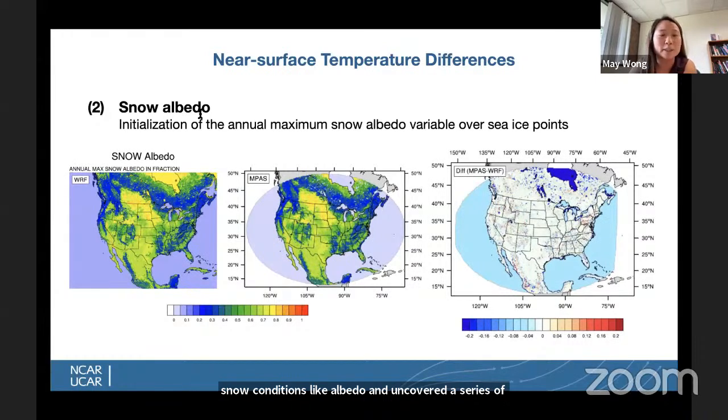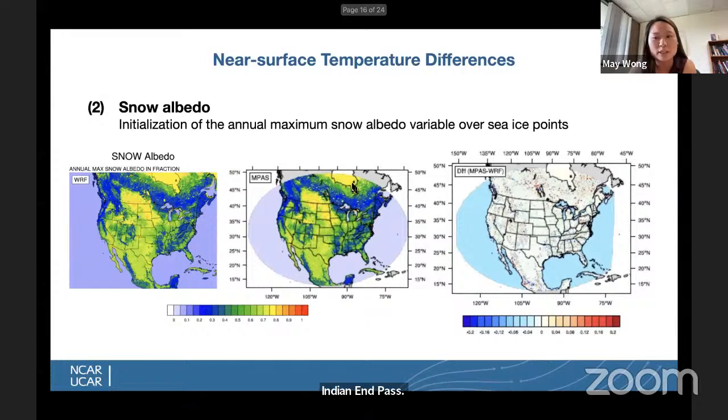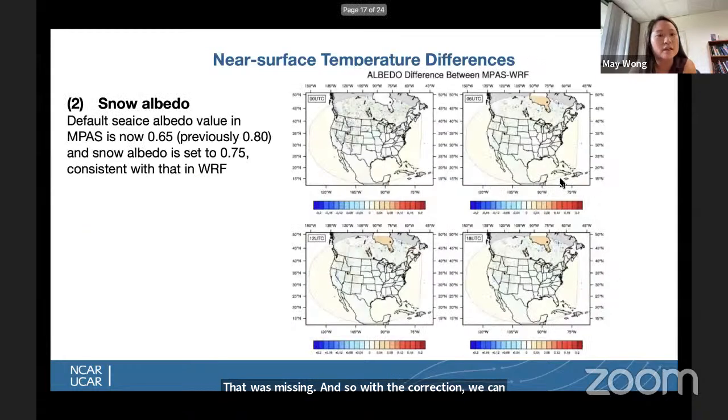So first is the snow albedo in Mpass. Essentially, there was a bug in the initialization of the annual maximum snow albedo variable over sea ice points. On the left here, we can see Wharf. Indeed, it is correctly initialized over the Hudson Bay area, and in Mpass that was missing. And so with the correction, we can basically eliminate this difference here. Another thing that we noticed through this investigation is that the default sea ice albedo value in Mpass was a lot higher than that used in Wharf. And so we made it consistent with Wharf.